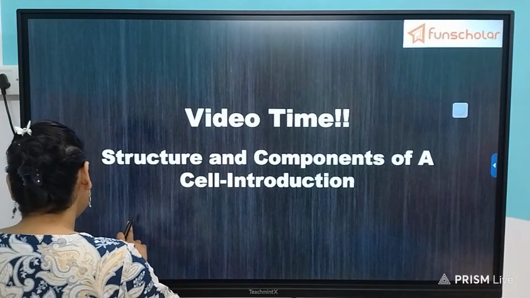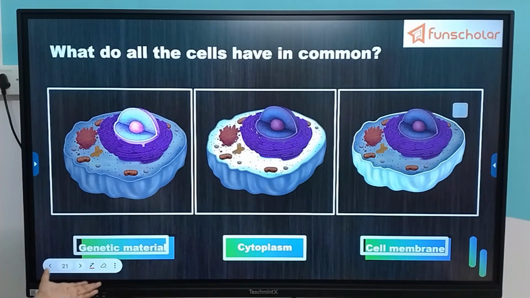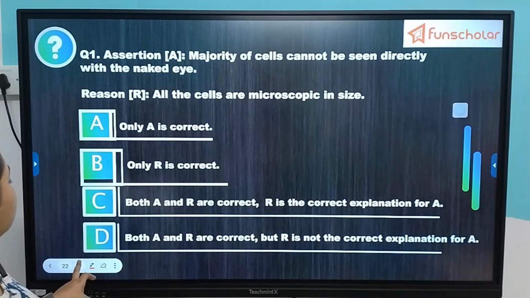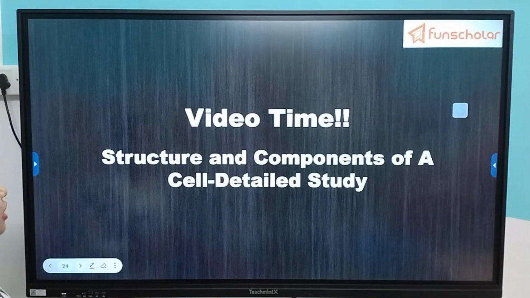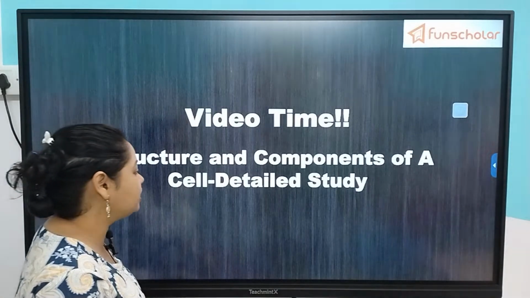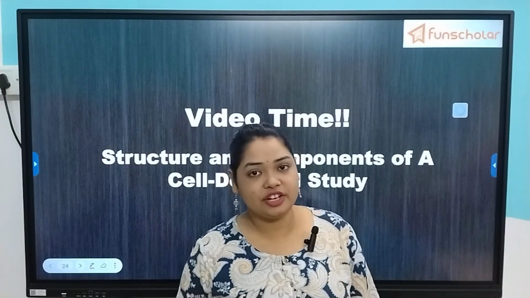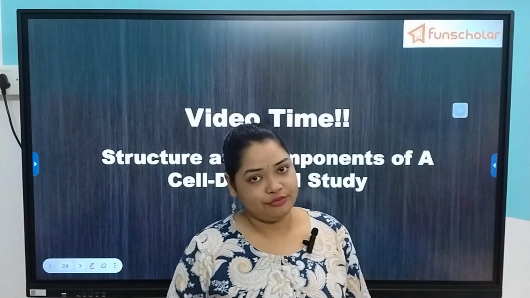So now let's proceed. You can see here, all the cells have in common the genetic material, cytoplasm, and the cell membrane. Now, again we need to watch another video regarding the structural components. Here we will discuss in detail. So first let's watch the video and then we'll summarize the points that have been discussed in the video.